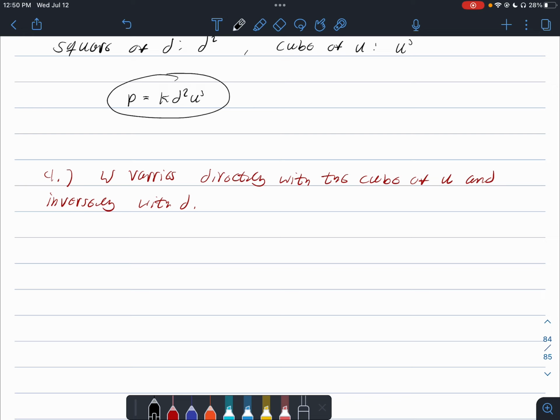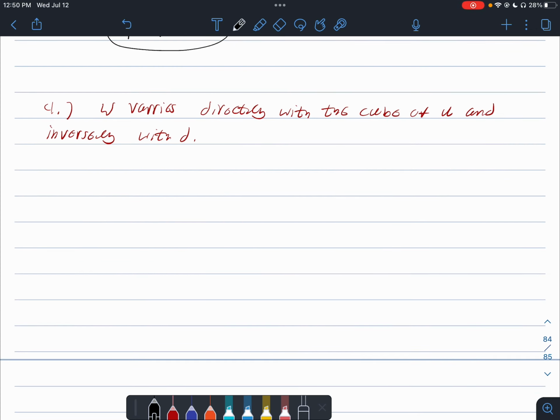And for the next one here, we have that W varies directly with the cube of U and inversely with D. The way I like to think of this is to break this into two separate parts. If we know that W varies directly with the cube of U, we could write this as W equals k times U to the third. But if it also varies inversely with D, we could just divide this by D. So the idea here is that if you were given more information, you could find some constant that would make this relationship work.